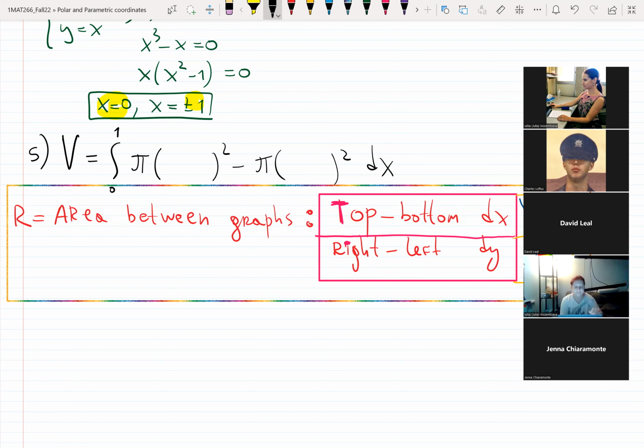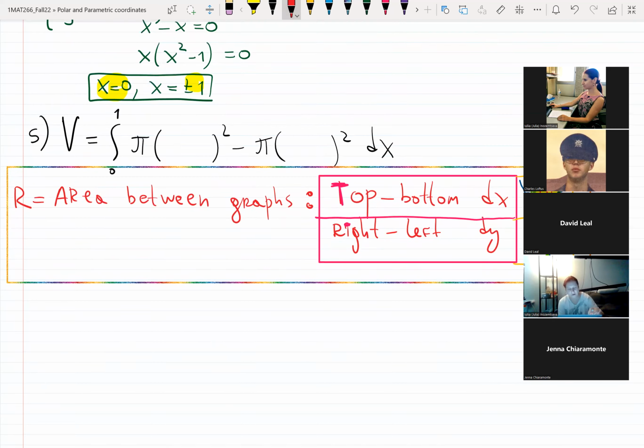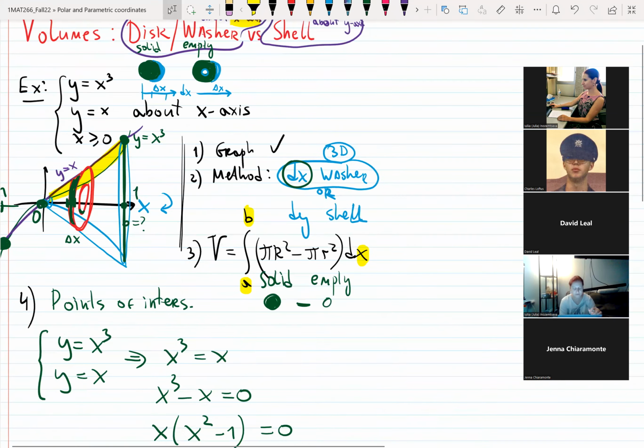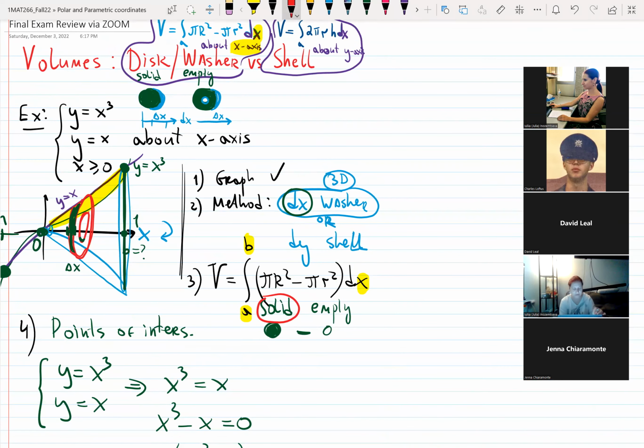So the first R, it's a big radius. Since we're working in the x case, it will be top minus the bottom, top minus the bottom. And that radius represents the filled in part, the solid part of the object.